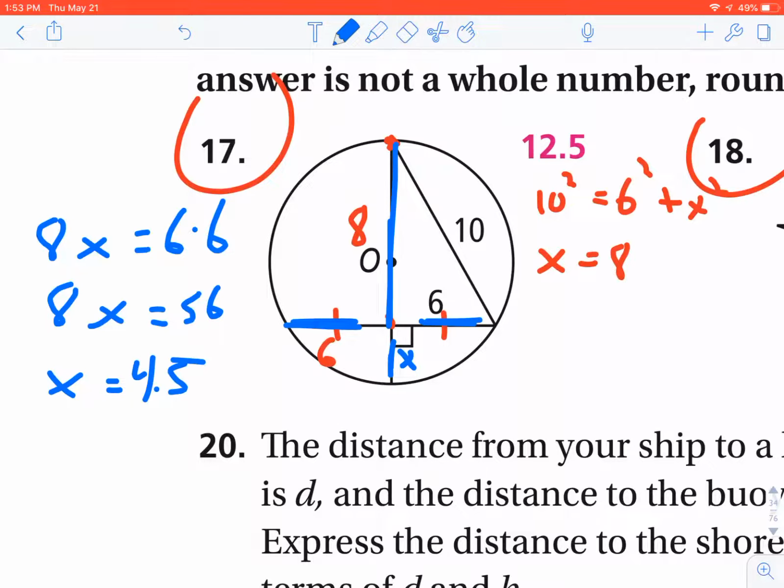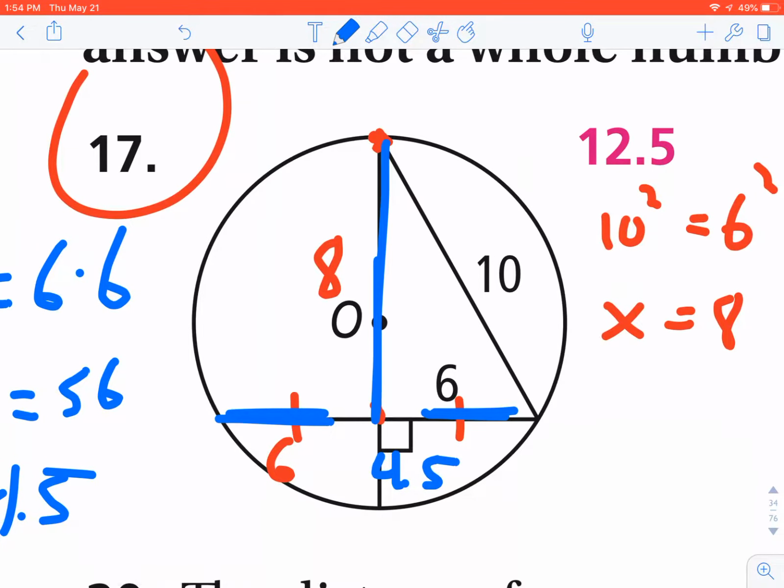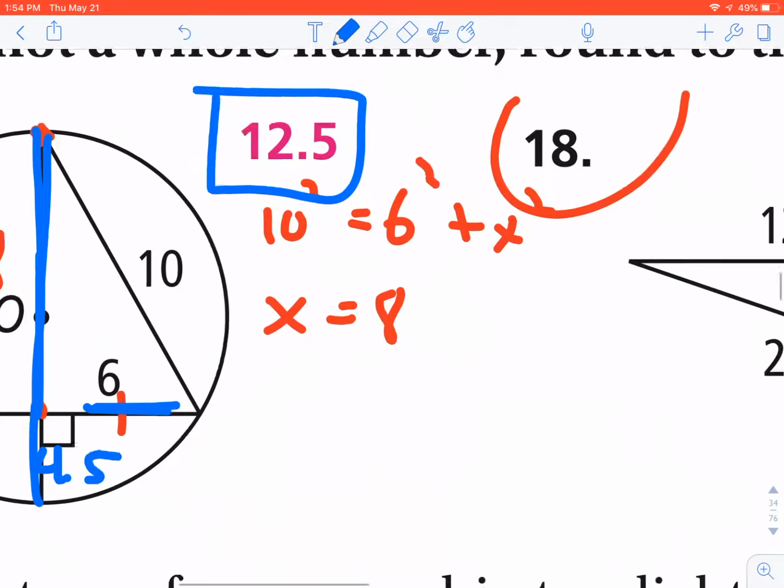But you're like, wait a minute. The answer says 12.5. Correct. Reason being, I only found that piece is 4.5. They want the length of the entire diameter, so I have to add the 8 plus 4.5 to get my 12.5.